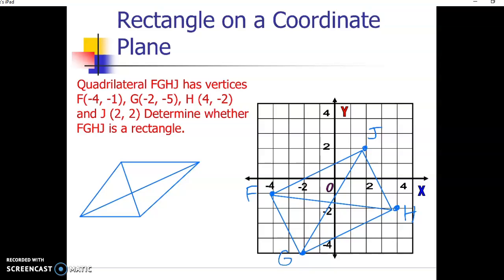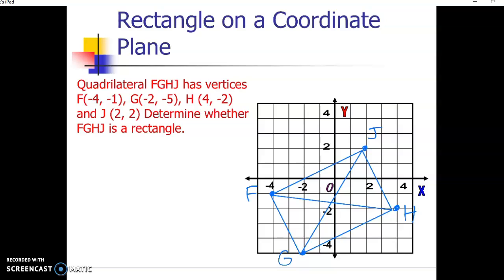But if you were to draw a parallelogram, one of the properties of parallelograms is that the diagonals bisect each other. So if both of those tests pass, then that means it has to be a rectangle. So we have to prove those diagonals are the same and that they also bisect each other. We've got to prove both.